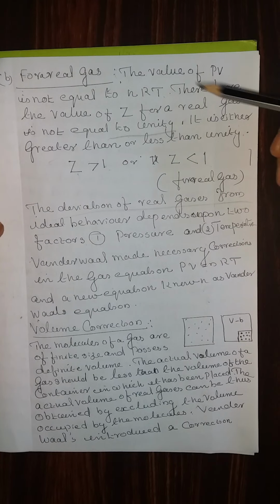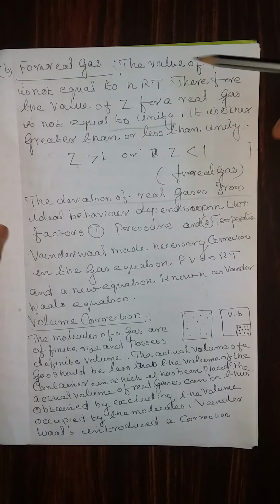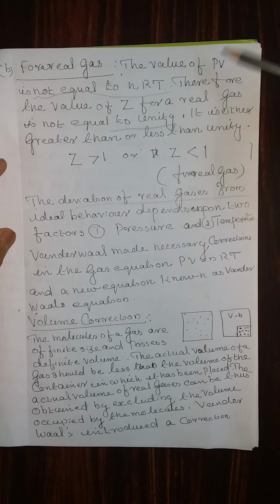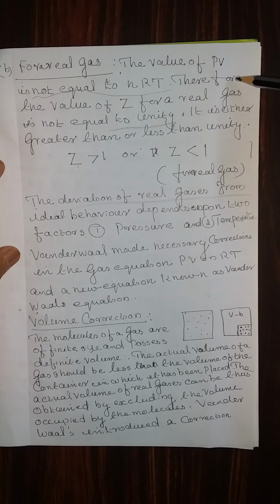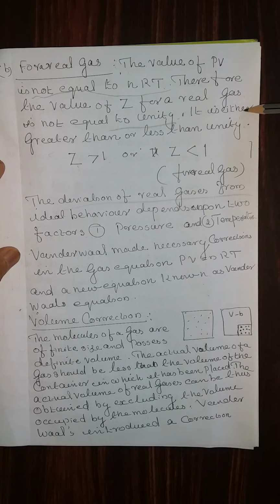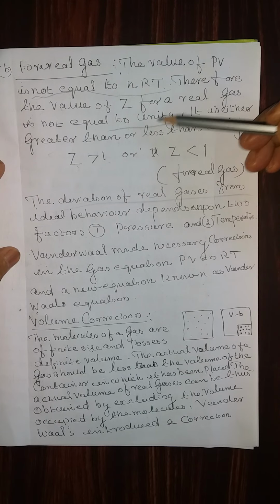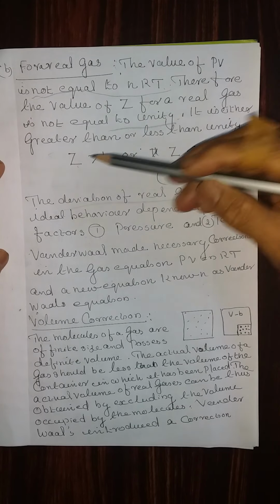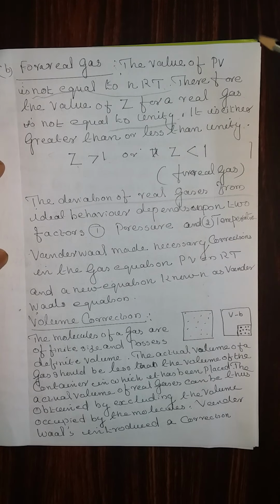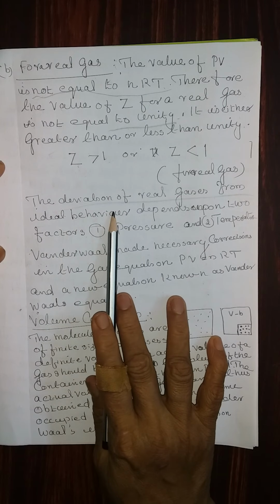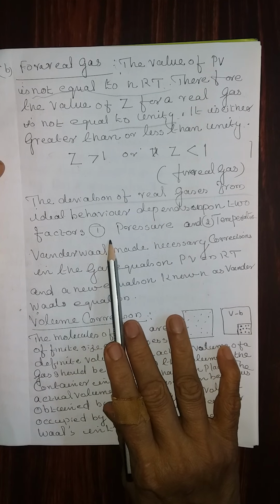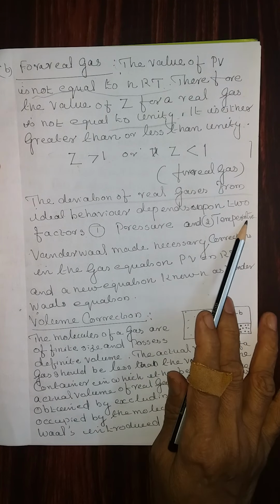Then, what is meant by a real gas? The value of PV is not equal to nRT. That type of gases are known as real gases. Therefore, the value of Z for real gases is not equal to unity. It is either greater than 1 or less than 1. The deviation of real gases from ideal behavior depends upon 2 factors, pressure and temperature.